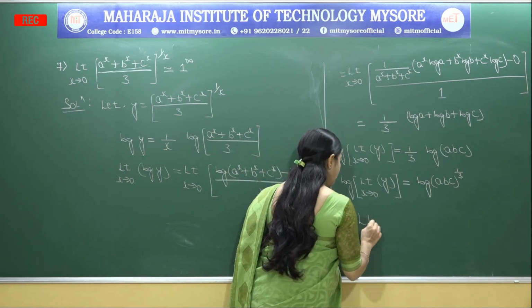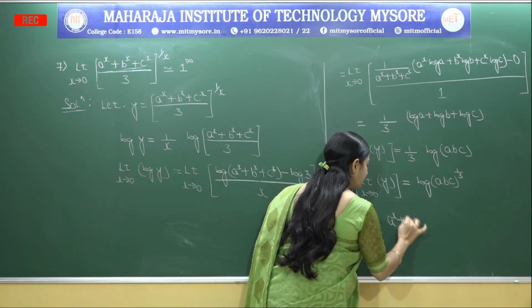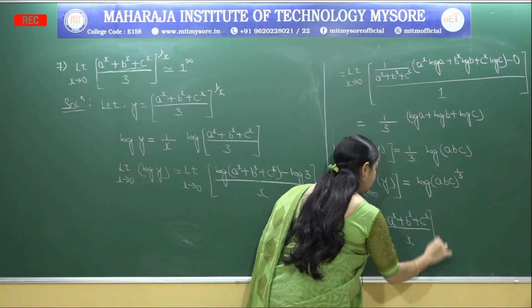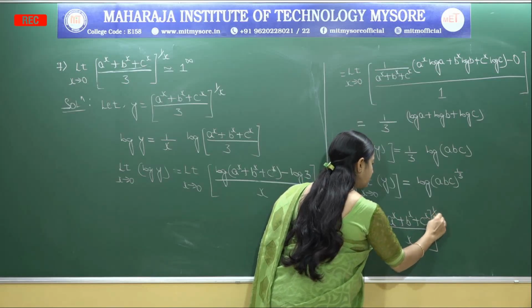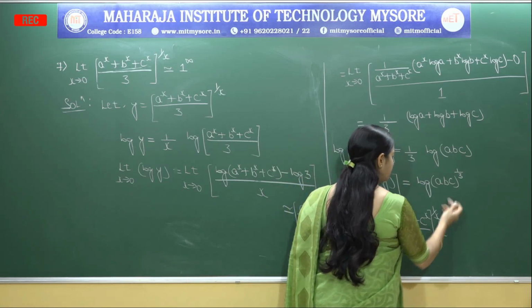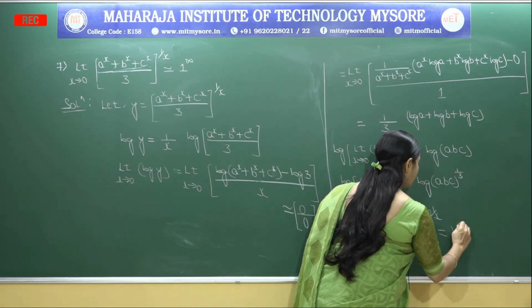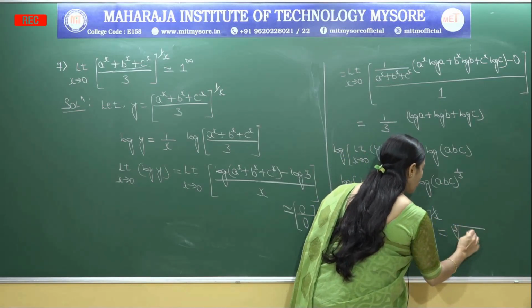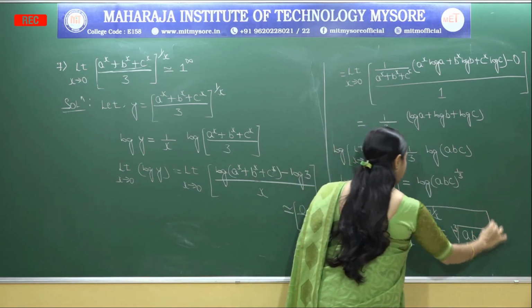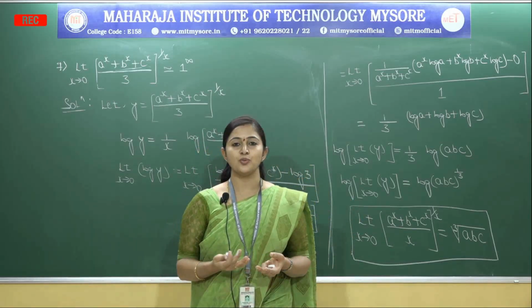Then you can write this term as the limit. Substitute for y, it is (a power x plus b power x plus c power x divided by 3) power 1 by x as x tends to 0 equals, if you neglect the log on both sides, the power 1 by 3, you can write this term as the cube root of abc. This problem depends on the number of constants. Since you have 3 constants, you will get the cube root of abc.